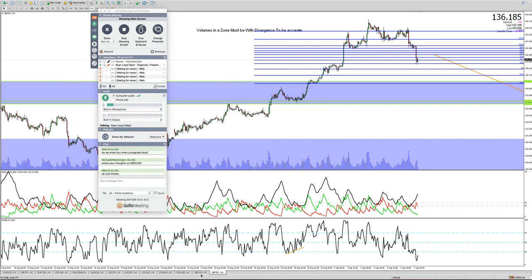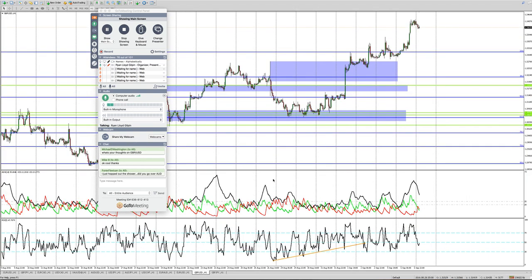GBP USD. Damn, my phone is getting blown up. I'm about to dip. GU, I hate you. I don't like GU.